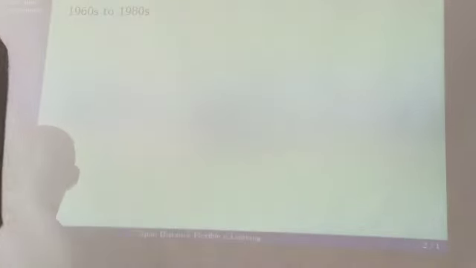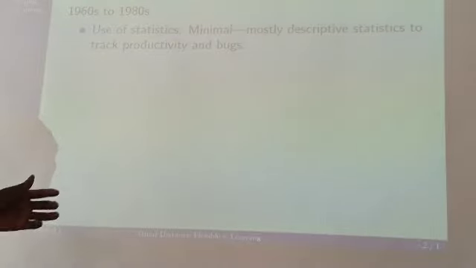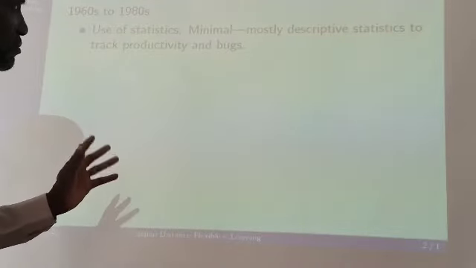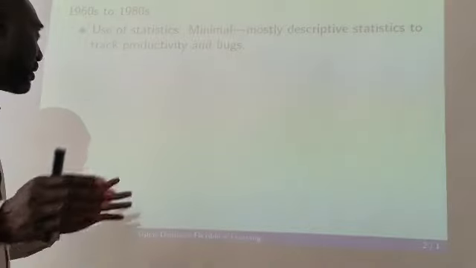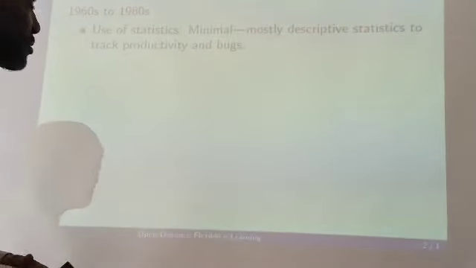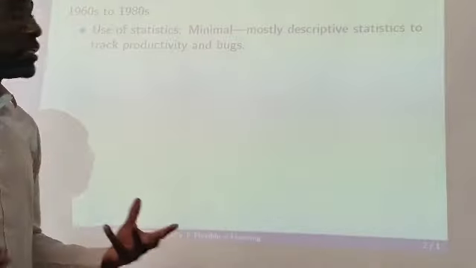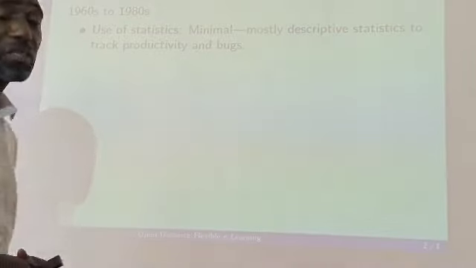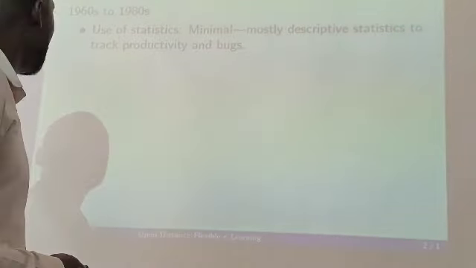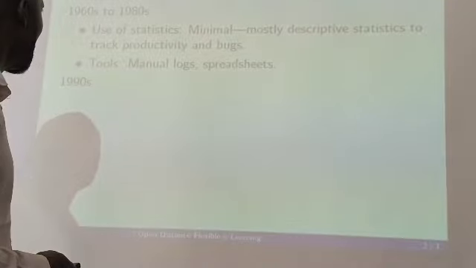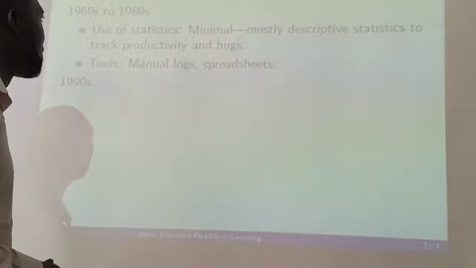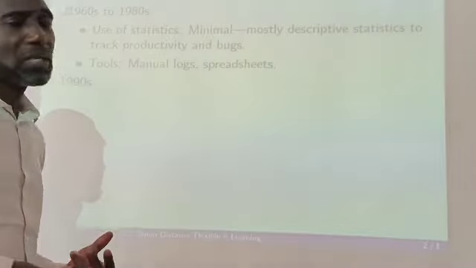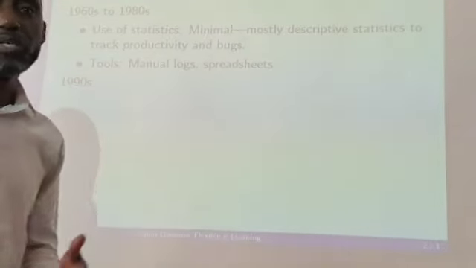In the early 60s and 80s, the use of statistics in computing is minimal, mostly descriptive statistics to track productivity and bugs. In those 1960s, manual logs and spreadsheets are what were being used.